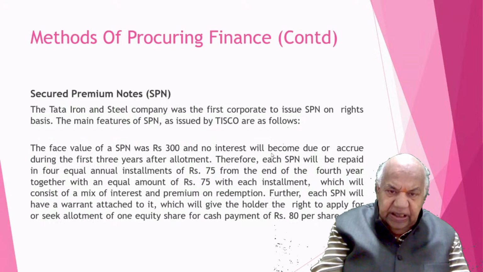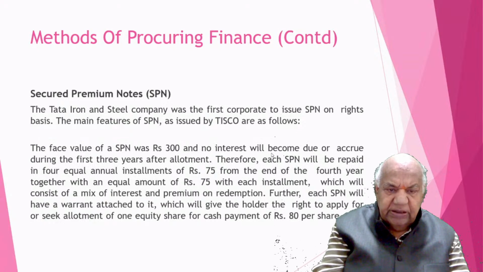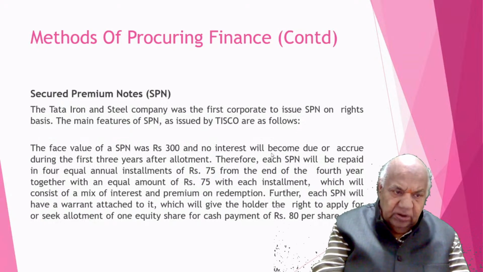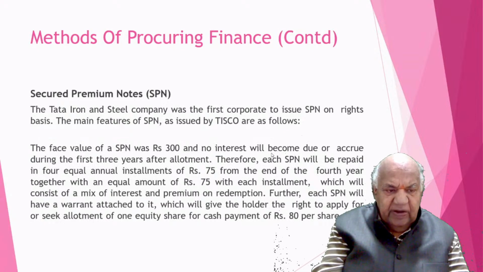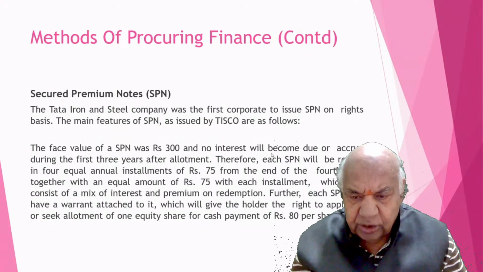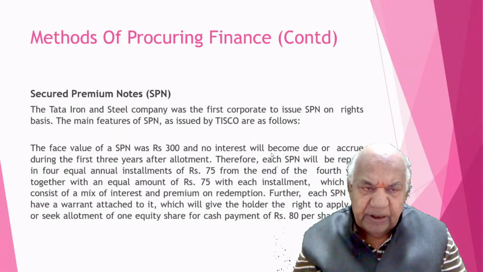Thereafter, each SPN will be repaid in four equal annual installments of rupees 75 from the end of the fourth year, together with an equal amount of rupees 75 with each installment, which will consist of a mix of interest and premium on redemption. Further, each SPN will have a warrant attached to it, which will give the holder the right to apply for allotment of one equity share at rupees 80 per share.